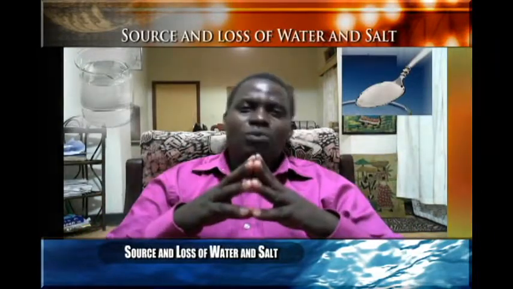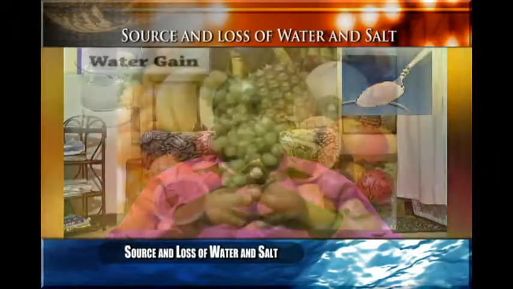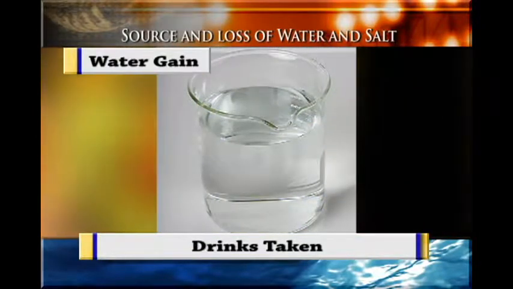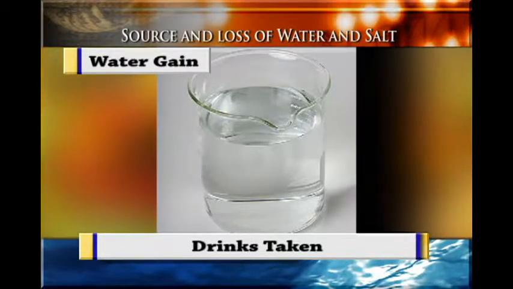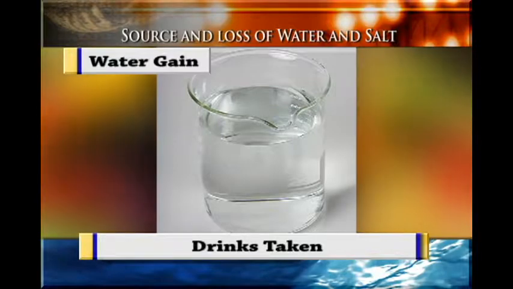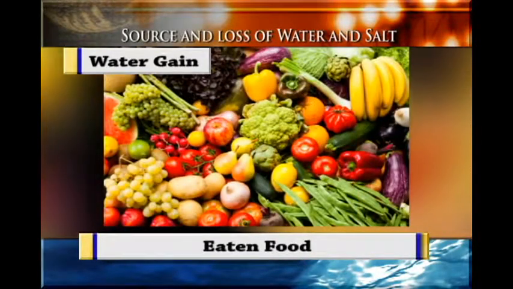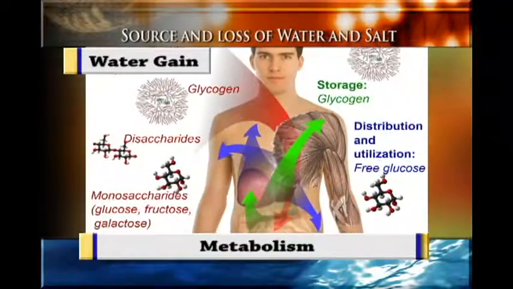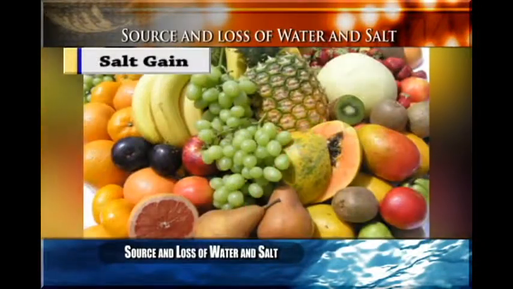Now, we may ask ourselves, what are the sources of water and salts, and the loss of water and salt from the body? Where do we get the salts? Where do we get the water? And how do we lose the salts and the water? We gain water in the body by the food we eat. We may drink a lot of water. We may take a lot of porridge. We may take a lot of food. All of those add water to the body. Drinking, eating, and also the metabolic activities that take place in the body end up producing water. Salts also are obtained from food.